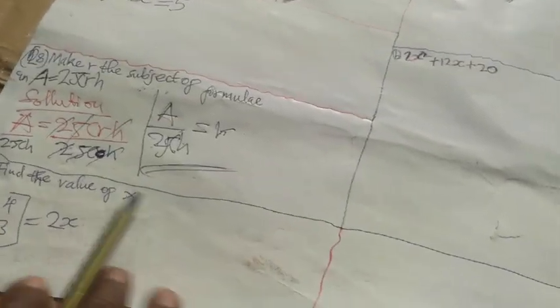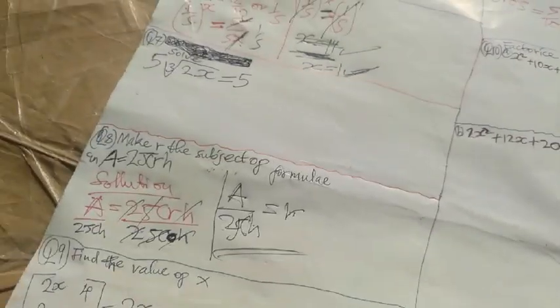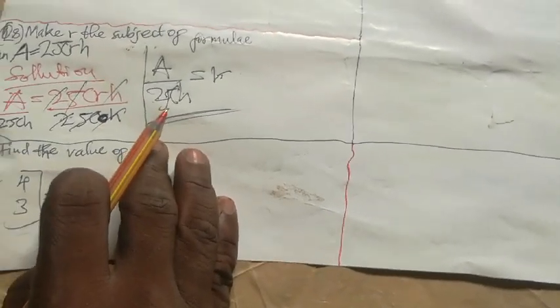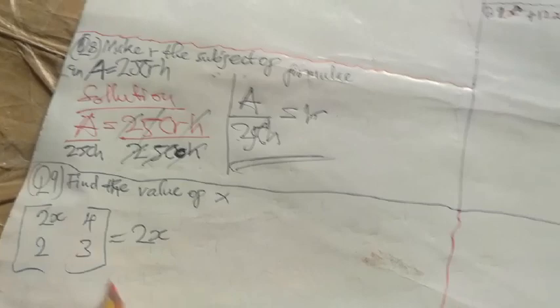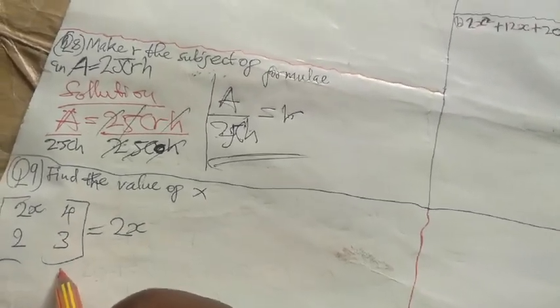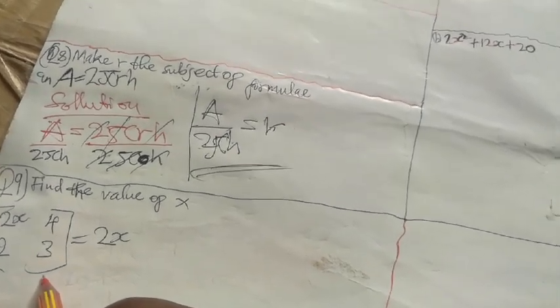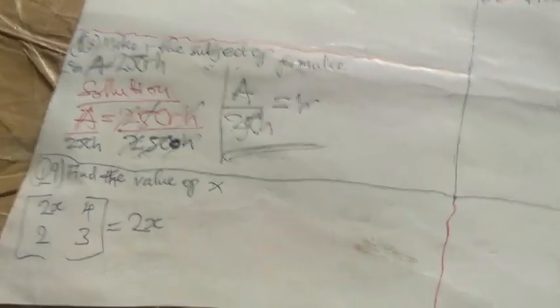We are going to question number 9. Question number 9 states that we find the value of x. To find the value of x, cross multiply the values in the question, then subtract. Hence, we are going to cross multiply here.